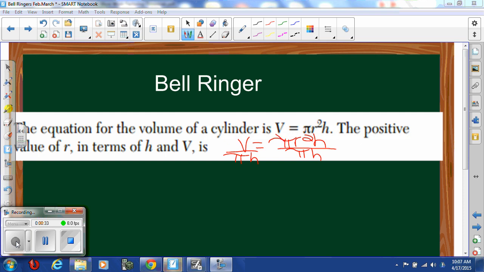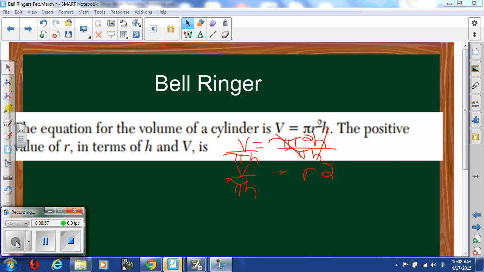Pi divided by pi is 1. H divided by H is 1. So we're left with R squared on the right, and on the left we have V divided by pi H. I'm going to take that to the board because you're not going to be able to see it. V divided by pi H equals R squared. We don't want to solve for R squared, we want to solve for R.